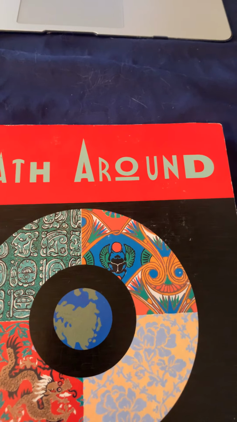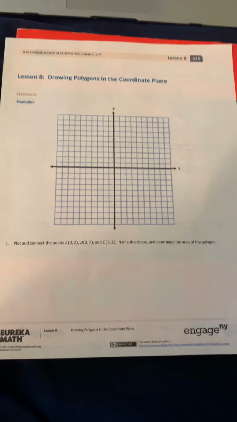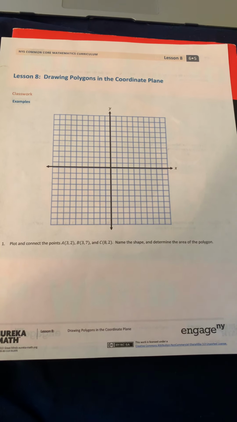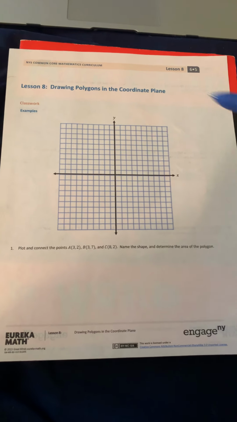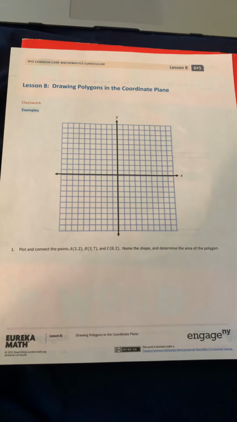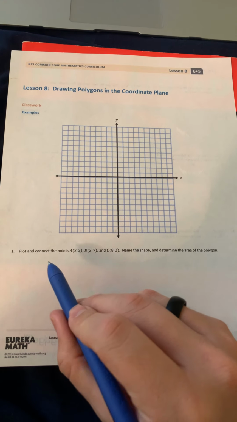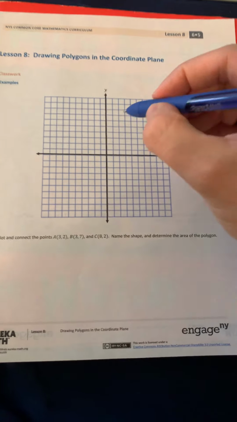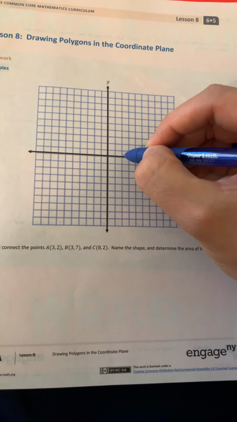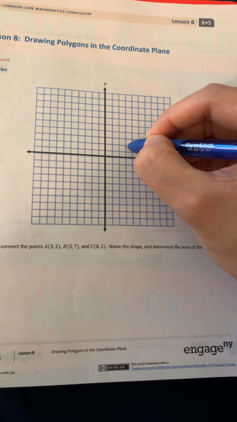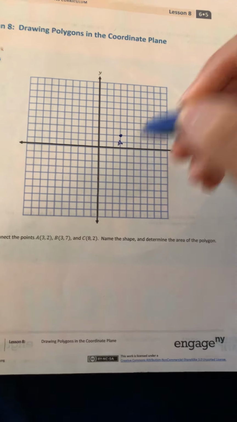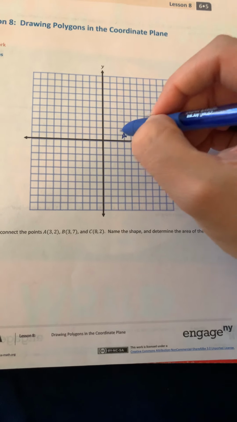So I'm going to jump into lesson 8 as we introduced it, and we did this part of this lesson through our virtual classroom. So I just have a blank sheet of paper and continue doing this. We're drawing polygons in the coordinate plane. So we start off: plot and connect the points. A, which is 3, 2. So I'm going to do 1, 2, 3, and then 2. So that's point A.